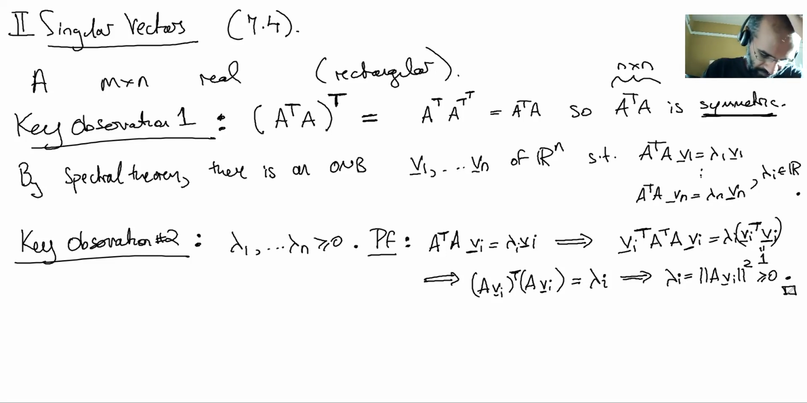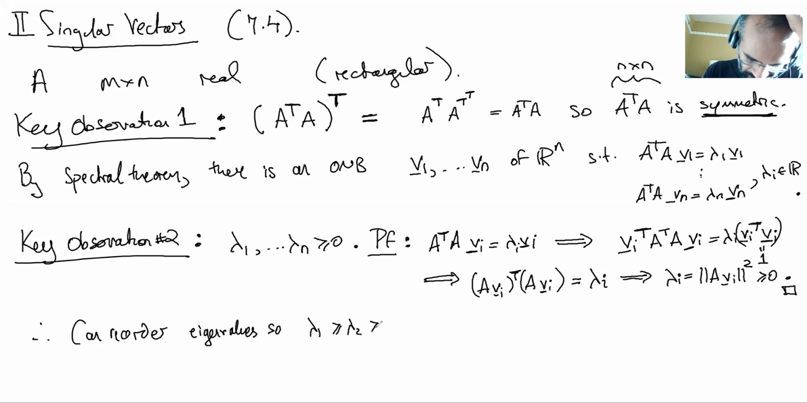So now you can reorder the eigenvalues so that lambda 1 is the biggest one, lambda 2 is the second biggest, and lambda n is the smallest one. Let's suppose exactly r of them are non-zero. So lambda r plus 1 equals lambda r plus 2 equals all the way up to lambda n equals 0. So there are r non-zero eigenvalues.